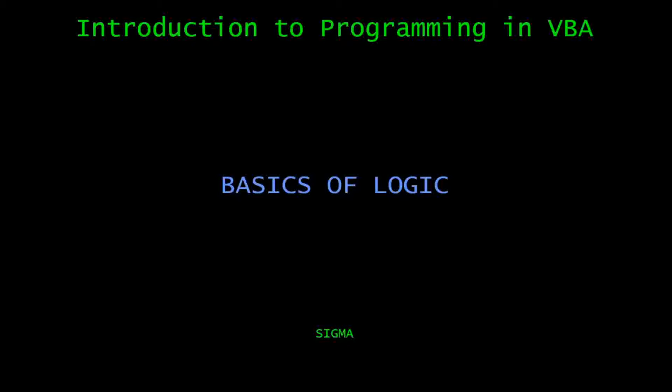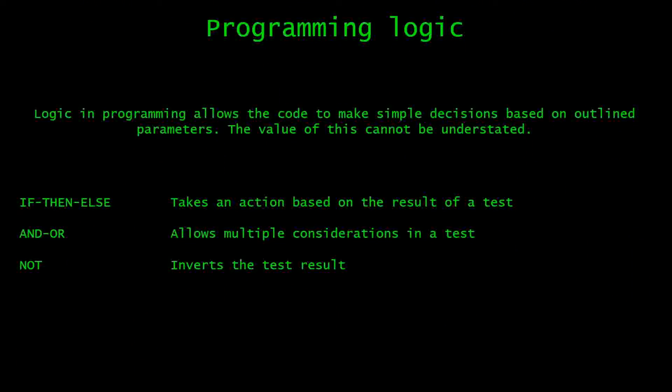In this video, we will be looking at the basics of logic from a coding perspective. Logic in programming allows the code to make simple decisions based on outlined parameters. For instance, if you want your program to show any number that's a positive value in the color black and any number with a negative value as red, this requires a logic step.